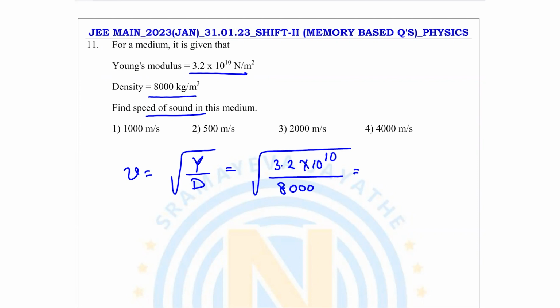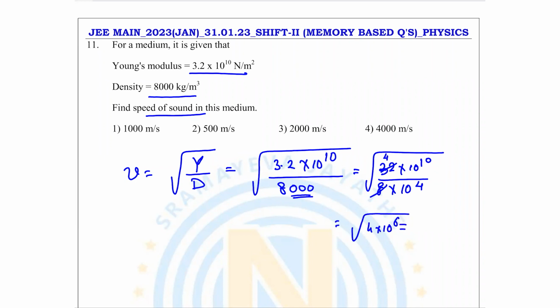Let's solve it. So this is 32 into 10 raised to power 10 over 8 into 10 raised to power 4. 3 zeros already there, I replace this decimal by another 10. So this is 8 4s are 32. So root of 4 into 10 to the power 6. That is 2 into 10 raised to power 3 meter per second. So 2000 meter per second is the answer. Okay, next question.